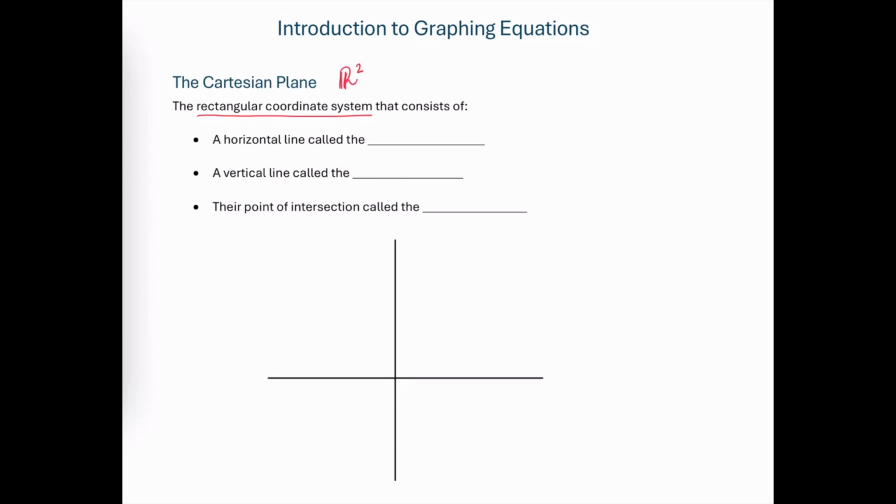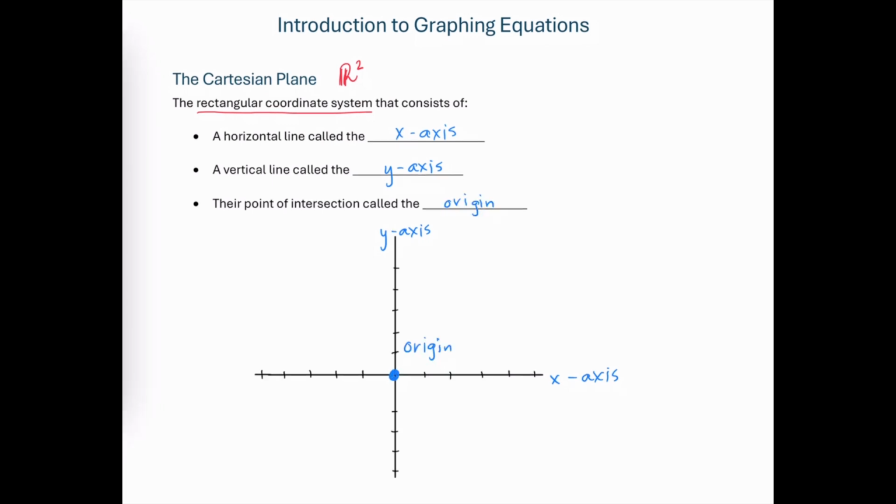This Cartesian plane consists of a horizontal line that we call the x-axis, the vertical line is called the y-axis, and the place where those two axes intersect is called the origin. Moving to the right on the x-axis, we get positive values, and to the left, we get negative values. Moving up on the y-axis, we get positive values, and down gives us the negative y values.